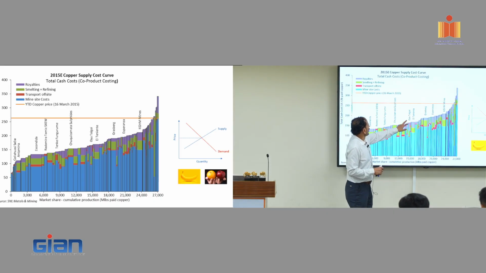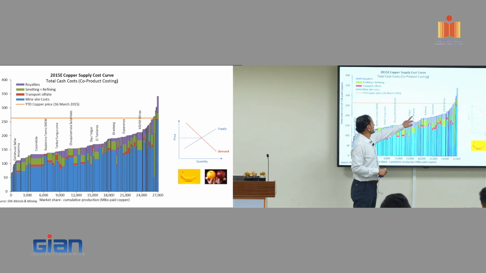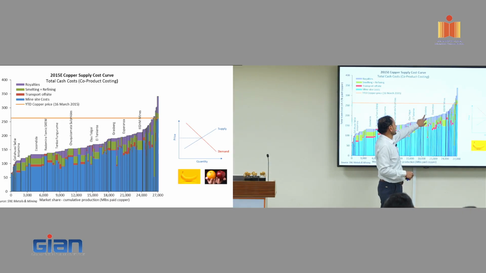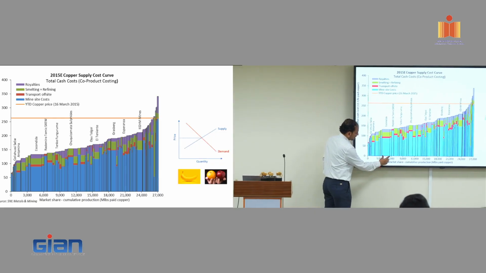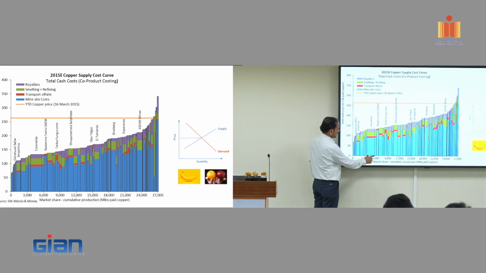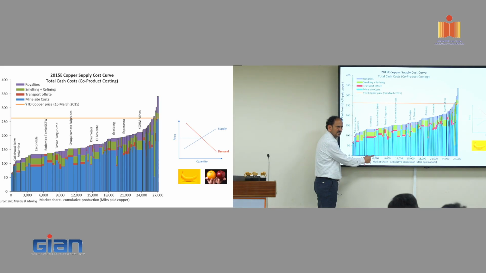And then Oyu Tolgoi, Elton Tyne. So these are some of the Indonesian companies, or some of the PNG based companies. And then Grasberg, which is again Indonesian copper. And so on and so forth. What you're seeing is, here is the supply. So Escondida, they produce more copper. So wider the chart means the capacity that they can produce is more. Leaner means only that much.